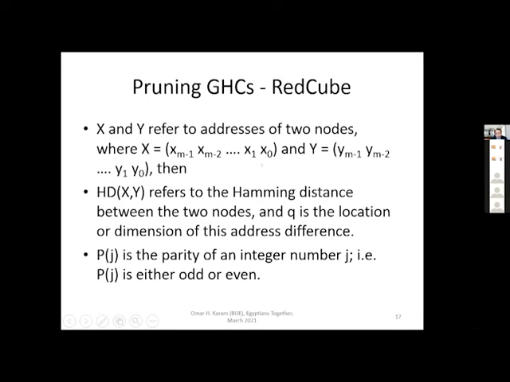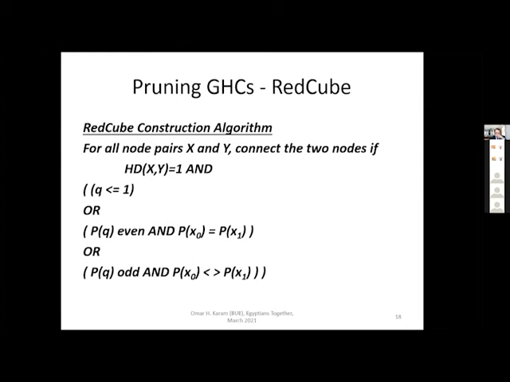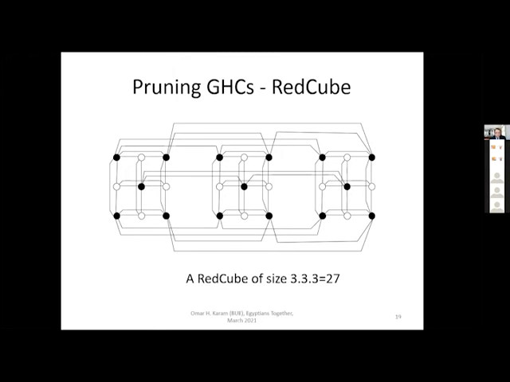And I applied an algorithm for this reduction instead of applying it to binary addresses only. It's just multiple radix, any kind of address. Instead of X being binary and Y being binary, this can be to the radix 3, 4, 8, 9, whatever. And so we have a general hypercube. This is the construction algorithm of the red cube, and this is a pruned generalized hypercube of size 27.